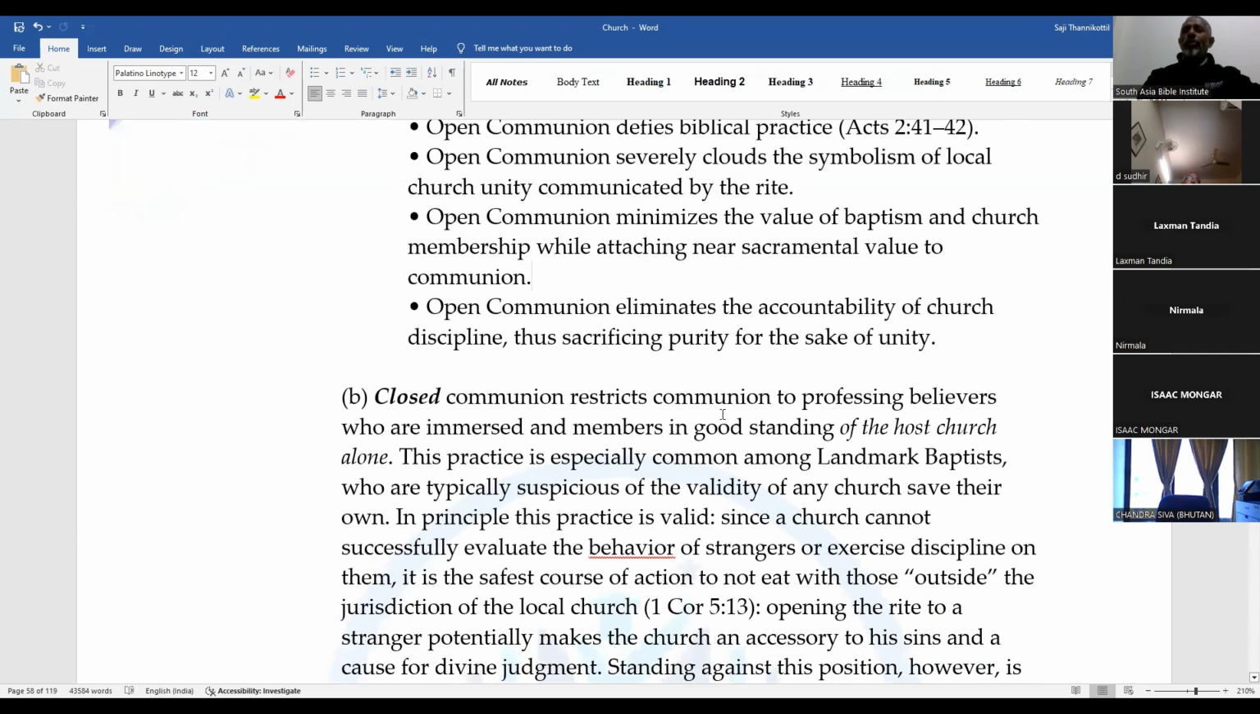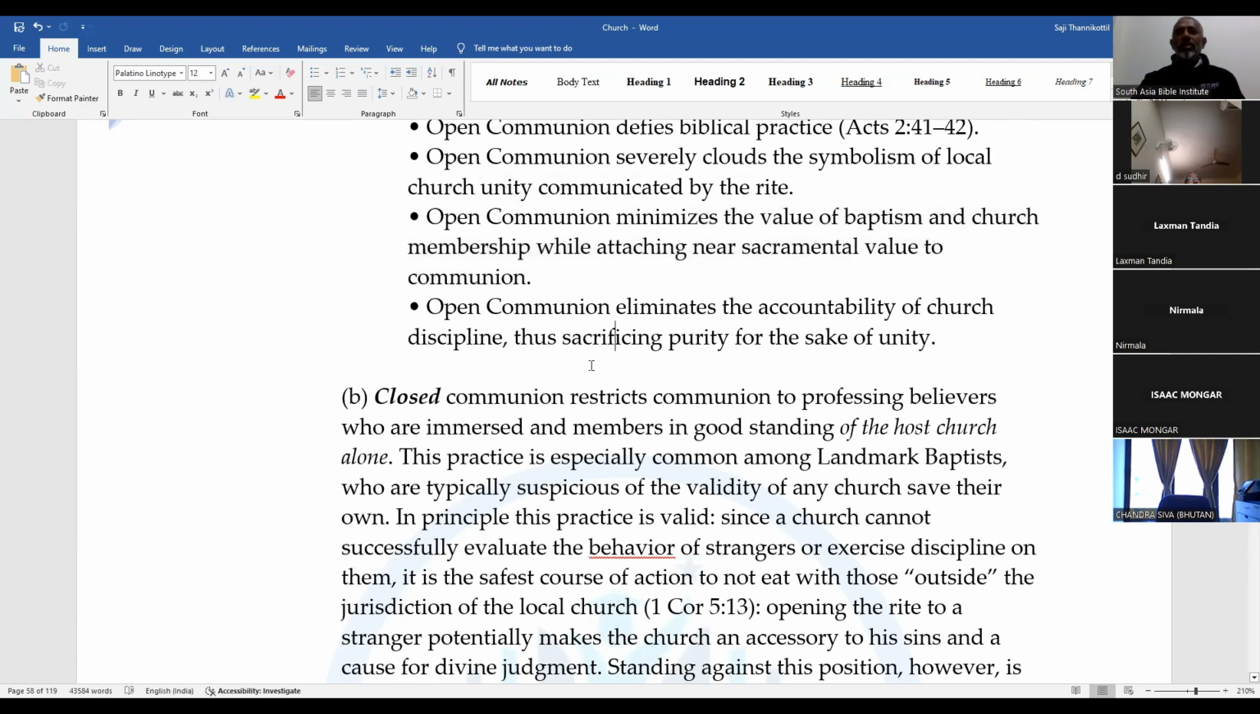Next one, open communion minimizes the value of baptism and church membership while attaching near sacramental value to the communion. All right, what does that do? Open communion minimizes the value of baptism and church membership. Anyone can participate, so why should we be baptized? Why should we be part of a church? I can go anywhere. I can get bread and wine from anywhere, and I can celebrate Jesus' death. That's what is important, nothing else. All right, so it minimizes the value of baptism.